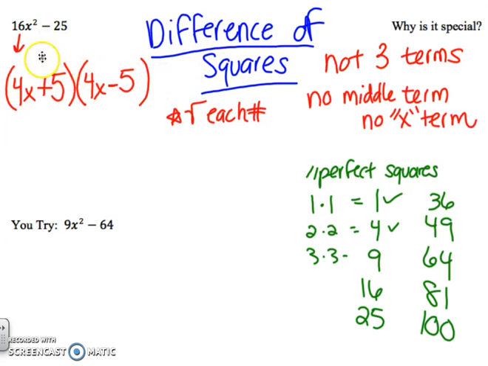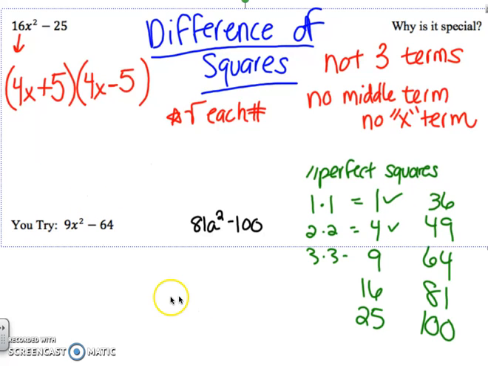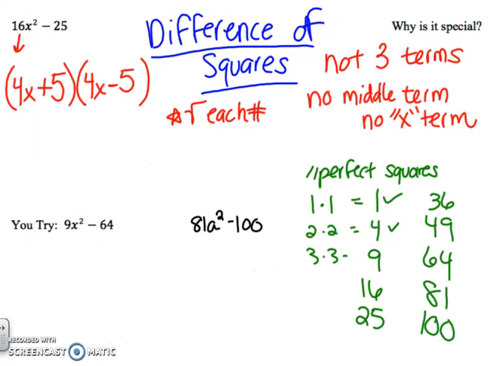Okay? So again, if you're missing the middle term and these two numbers are perfect squares, square root them and then put them in a parenthesis, one with the plus, one with the minus. Okay? So why don't you try this one, and I'm going to give you a second one. Why don't you go ahead and try 81a squared minus 100. Okay? So you try those two problems and press pause and we'll go over it.